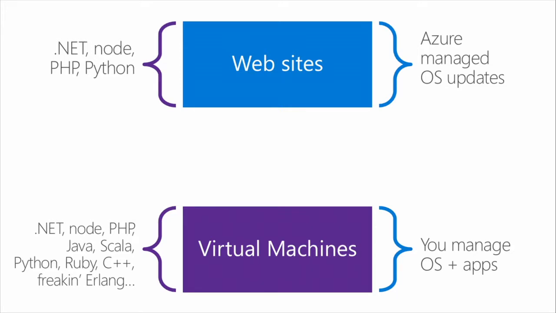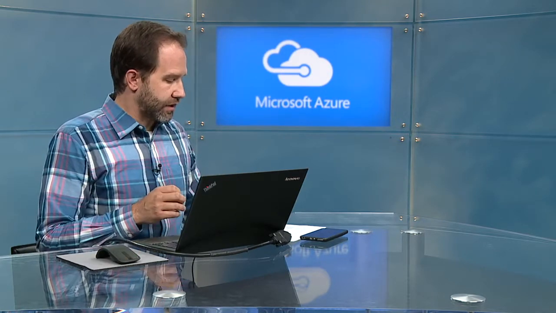So virtual machines give you absolute power. You can do anything you want to them. You can run any code that you want on them, but you manage the operating system and you manage the apps. So you're responsible. In a moment, we're going to start talking about websites and how those work. You can run a little bit less. You can't run everything on a website and get support, but Azure will manage those updates. Okay, so things are a little bit different.